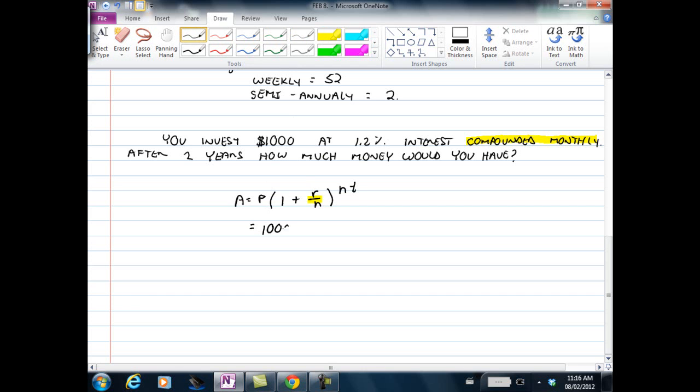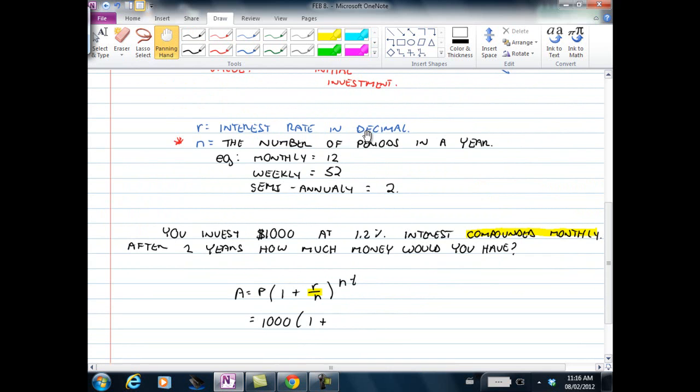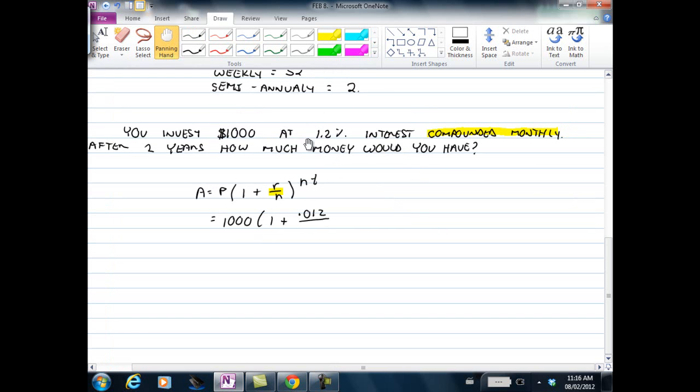I go 1,000. Keep it simple. 1 plus, here comes the interesting part. Kieran, what's your R value going to be? That's where you made an error. It has to be in decimals. 0.0. Yep. See? Interest rate in decimals. This is where people make errors. So it's 0.012 over. Next part, what's your N value? Nope. Look at the word. 12. See, compound. Here's your keyword to tell you what N is. Monthly. N is the number of periods in a year, which is 12 months, so I put down 12.